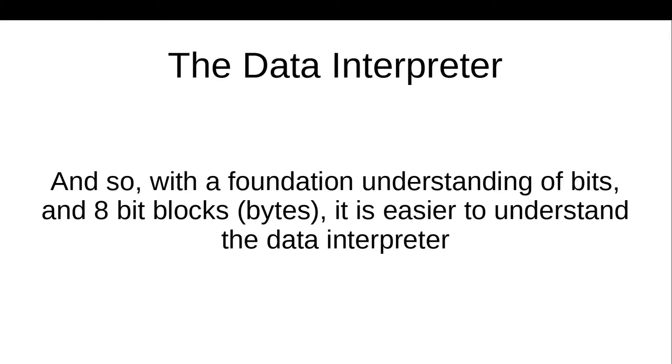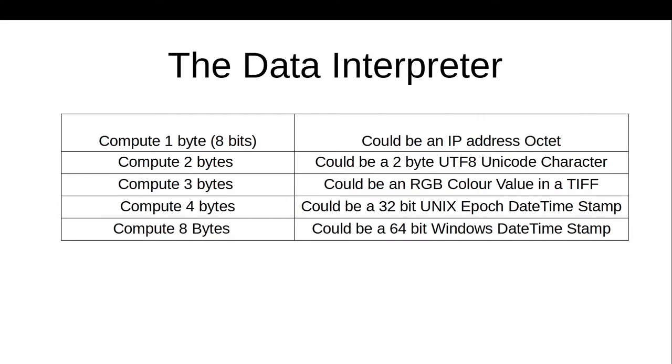And so as we move into the data interpreter demonstration, this foundation knowledge in bits and bytes will help you understand better how those values are represented and how they come about. As a very simple example, if you position your mouse pointer and look at the data interpreter, and you're only looking at a specific byte, then the conversion or value that you see in the data interpreter may, for example, represent an IP address octet.